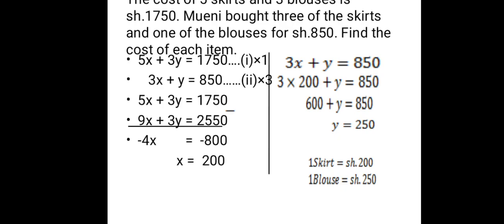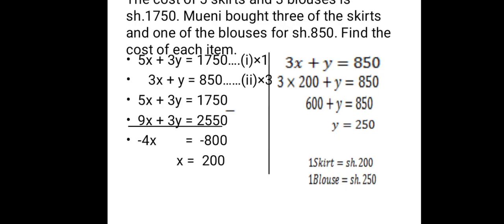To eliminate, the first equation we shall multiply by 1, the second one we shall multiply by 3. The first equation, if we multiply by 1, remains the way it is: 5x plus 3y is equal to 1,750. The second equation, if we multiply by 3, becomes 9x plus 3y is equal to 2,550. Now, if we subtract the 2 equations, we remain with negative 4x is equal to negative 800.